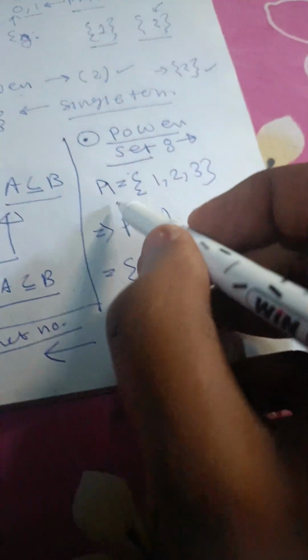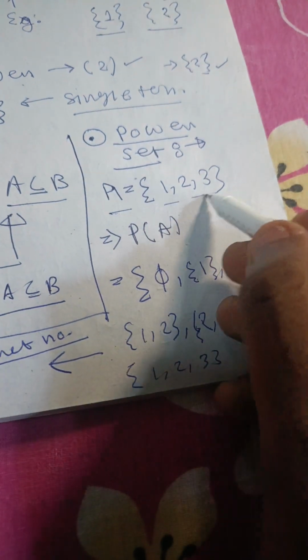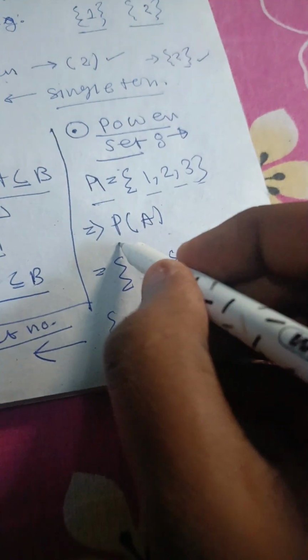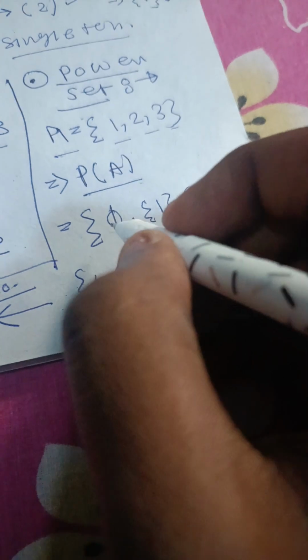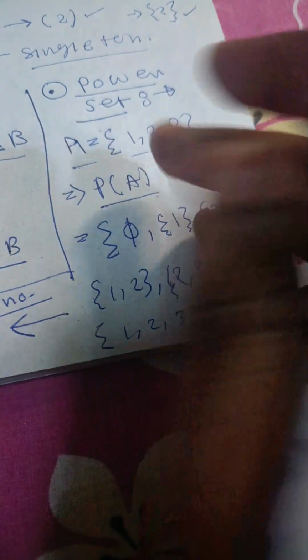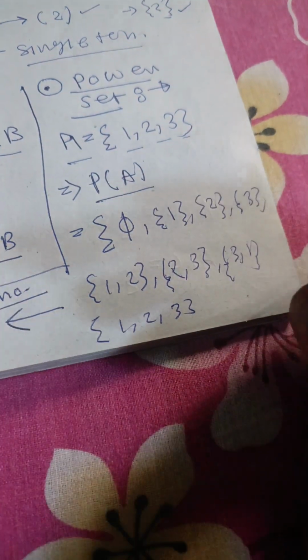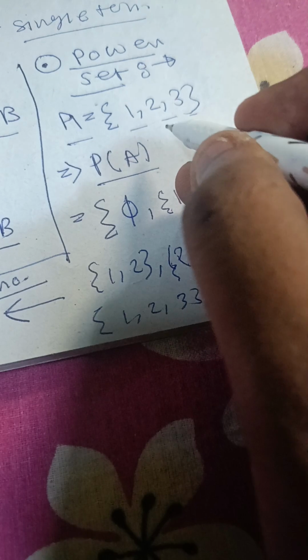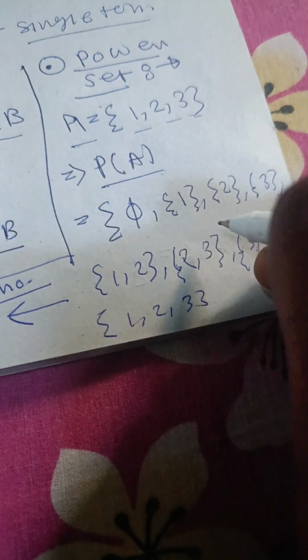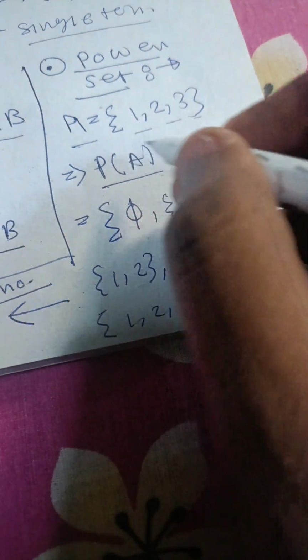Okay. Then there is the power set. Here also a set is defined, that is 1, 2 and 3, and the power set is represented by P of A. Every set has phi as an element, because phi means there is nothing. If we write the power set of A, that means all the elements of A are written in a set format, that is called the power set of A.